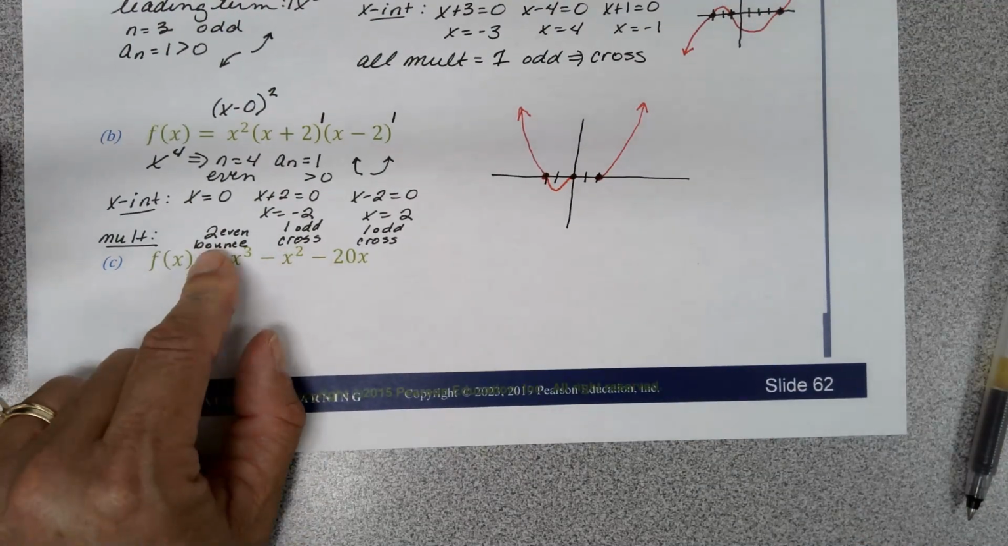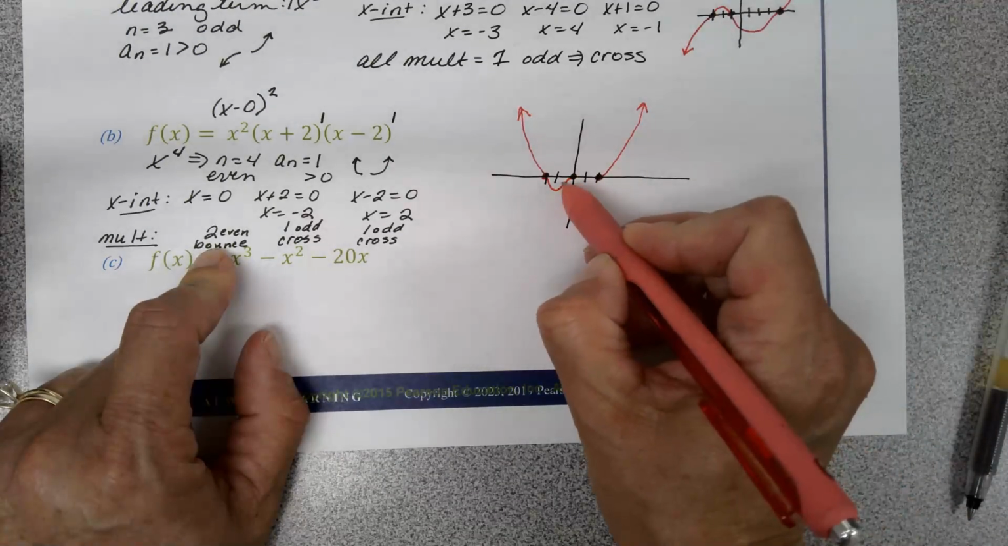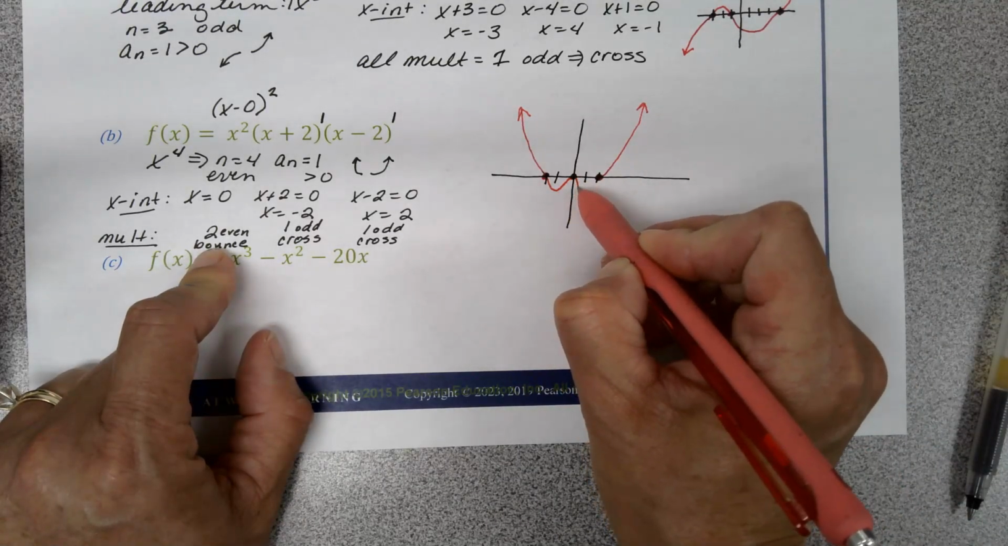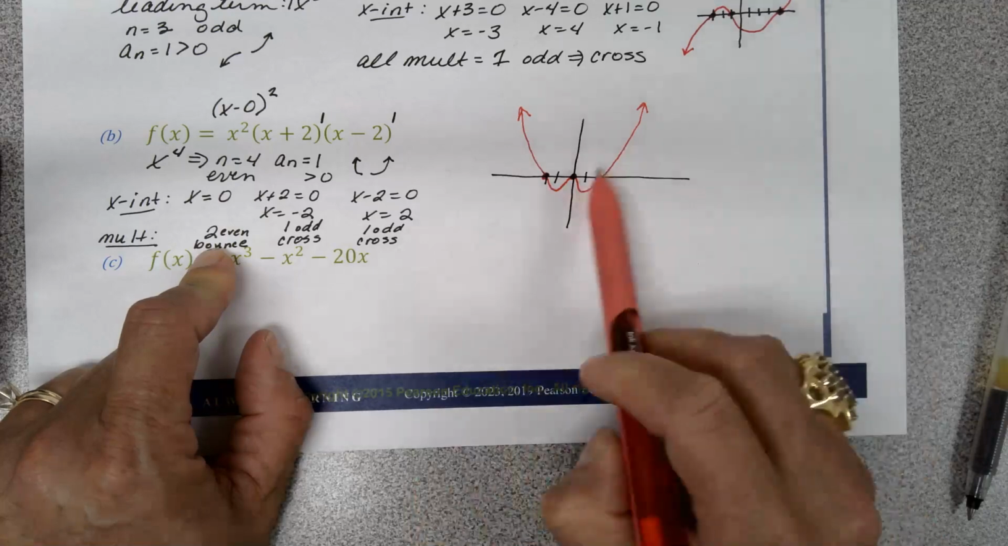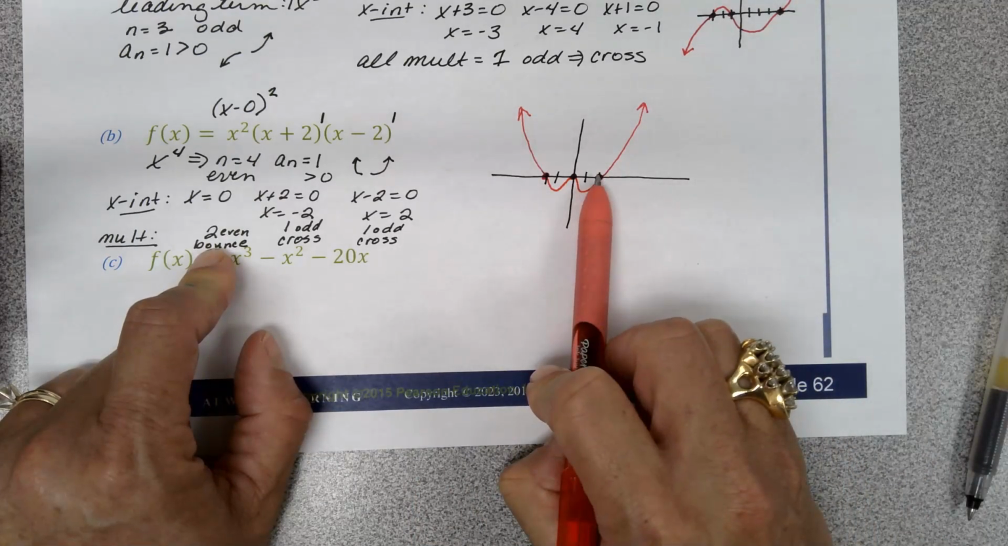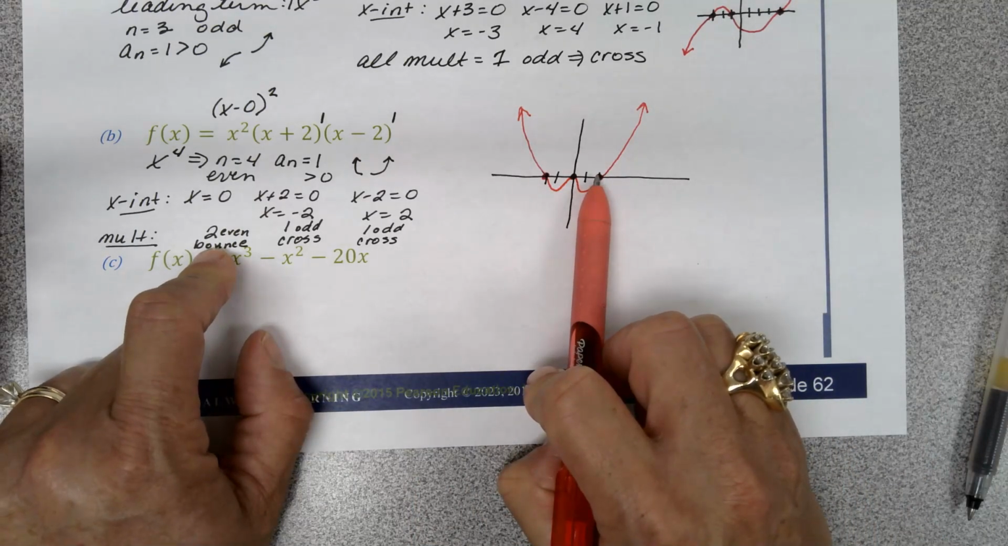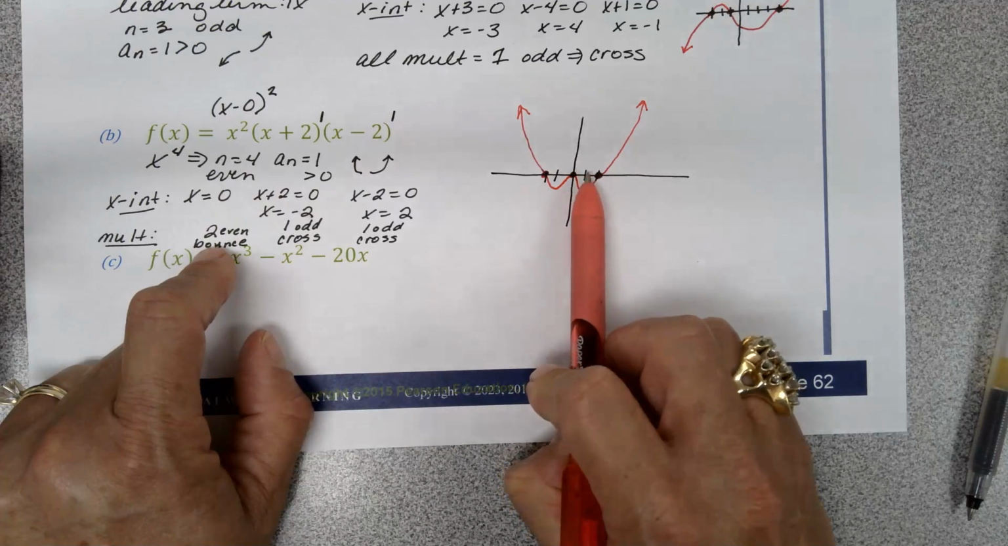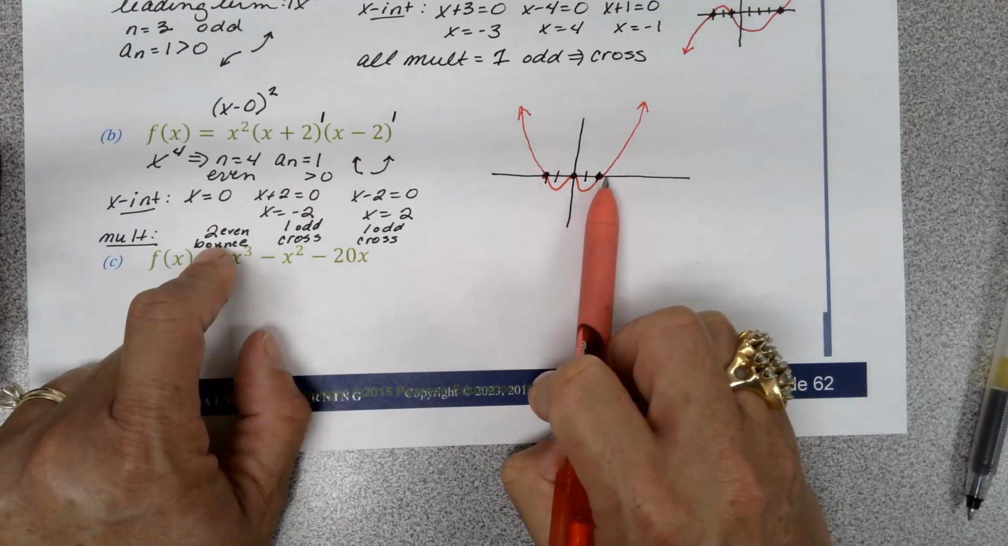At 0, it bounces or stays on the same side. So since it was below on the left, it stays below on the right. And then our puzzle pieces fit together because we knew it needed to cross at x equals positive 2. Any questions on that one? Great.